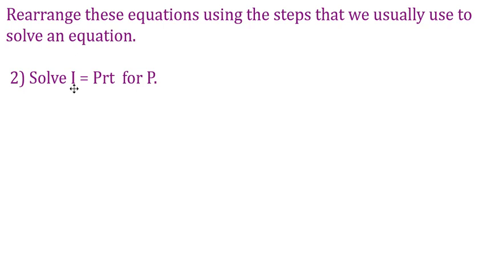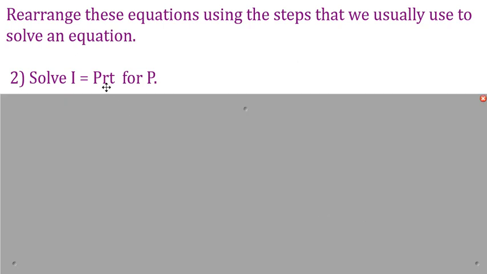Here's another formula, I equals PRT. We want to solve for P. So let's think about what's happening here. PRT, what operation is holding these items together? Multiplication. How do you undo multiplication? Division. So we'd have to divide each side by R and T to get P alone.